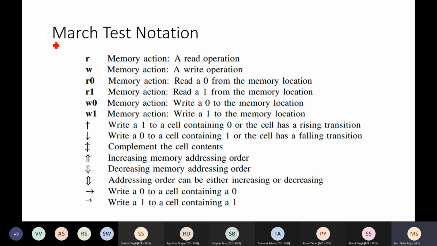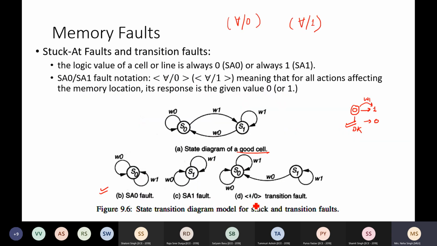Right? March test is the algorithm which we use for testing the memory faults, specifically stuck at and transition faults. These are simple symbols which we need to understand. R means read, W means write. If I am writing R0, this is read 0. R1 is read 1. Write 0, write 1, normal. Then I have an up arrow. Up arrow simply means that I have to write a 1 to the cell which already has a 0. That is the transition which we were talking about in this slide. Transition from 0, this is not happening. This is a fault. We are not able to go from 0 to 1.